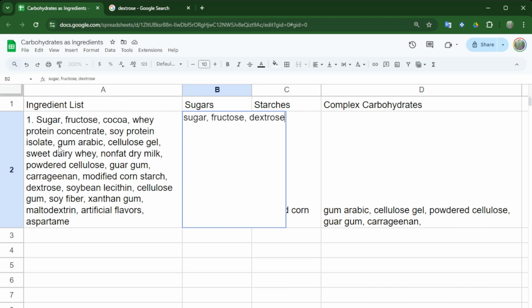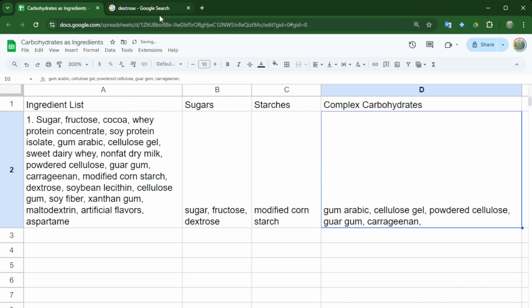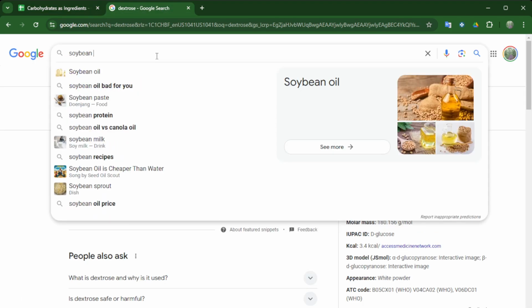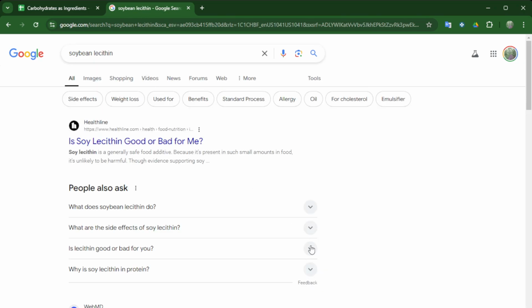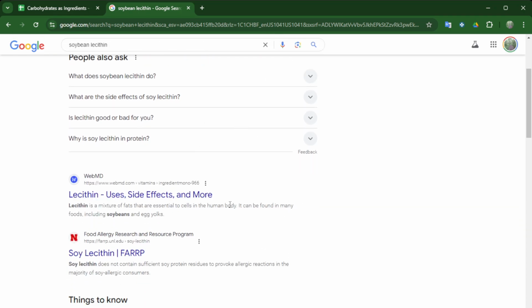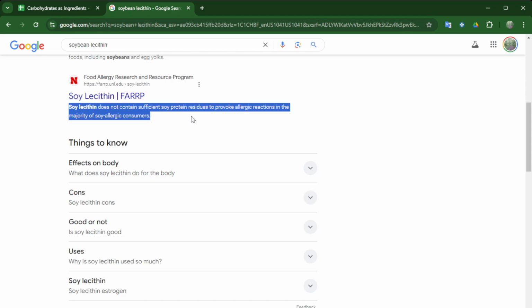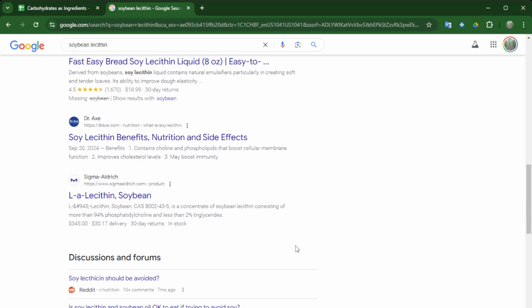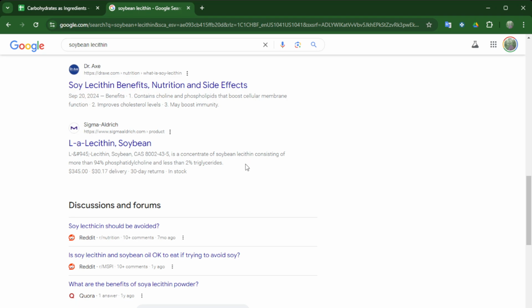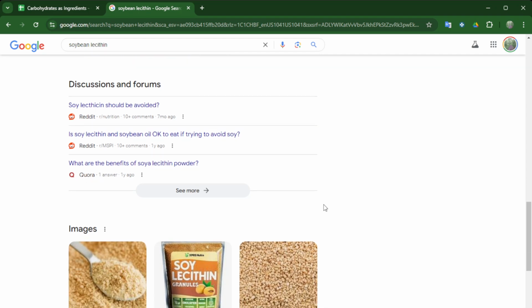Okay. So next we have soybean lecithin. Okay, if I don't know what that is, let's look it up. Soybean lecithin. Okay, so it's going to tell us, so this is talking about how it doesn't contain sufficient soy protein residues. I'm just scrolling through here till I see something about proteins or carbohydrates or something else. Okay, so here is talking about a certain kind of soybean lecithin consisting of more than 95% phosphatidylcholine, less than 2% triglycerides. So that doesn't really sound like carbohydrates, but let's just keep looking.